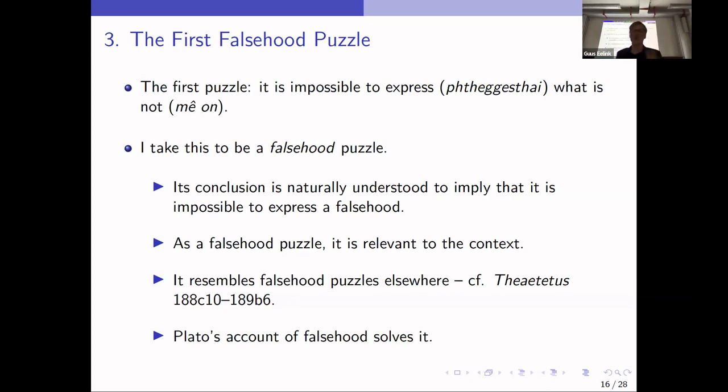And moreover, and this will be what I will focus on today, I think that Plato's account of falsehood shows what is wrong with this argument. And it gives a good explanation of why the conclusion doesn't follow, if the conclusion is understood to say that it is impossible to express a falsehood.